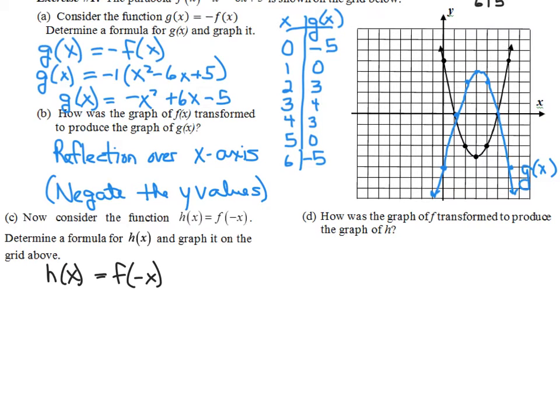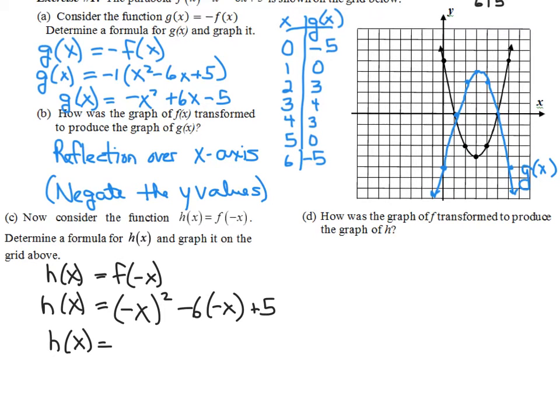So this time we are just going to replace every x in our equation of f of x with the negation of x. So our h of x equation is going to be negative x, that will be squared, minus 6 times negative x plus 5. So the equation for h of x is going to be equal to x squared plus 6x plus 5.